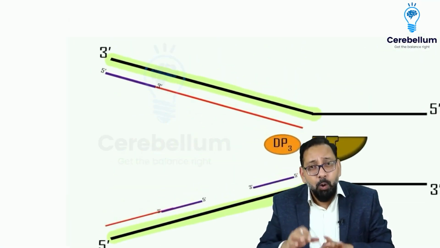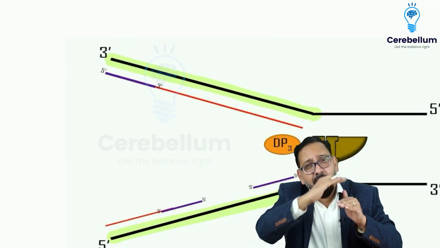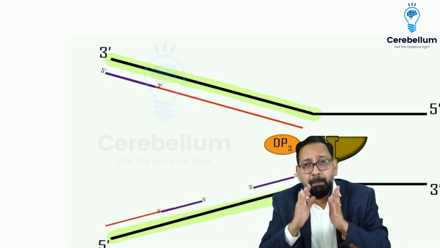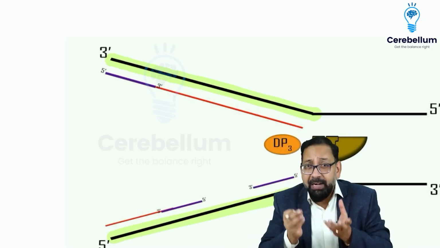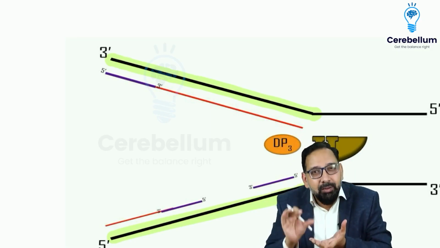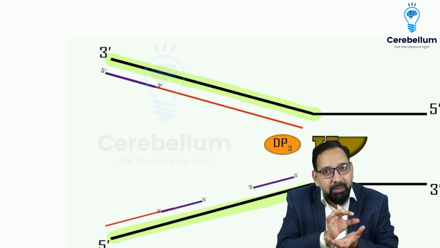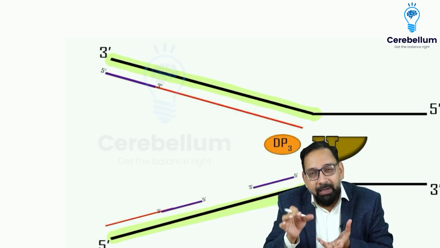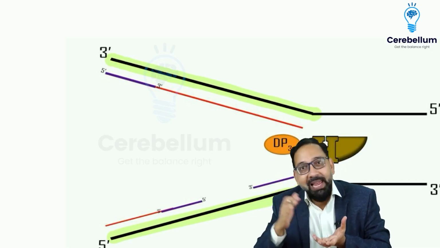Why leading? On one strand, synthesis occurs continuously. If synthesis occurs continuously, it will be completed early, that strand will lead, that's why it is the leading strand. On the other strand, synthesis occurs in small fragments. When synthesis occurs in small fragments, it takes more time and it will lag. That's why it is called the lagging strand.